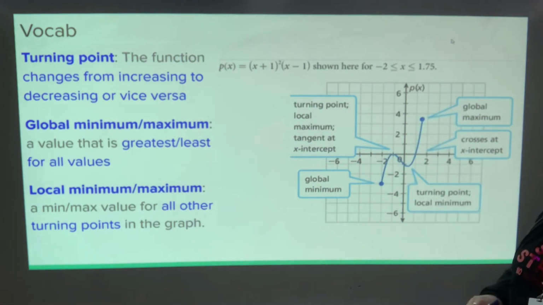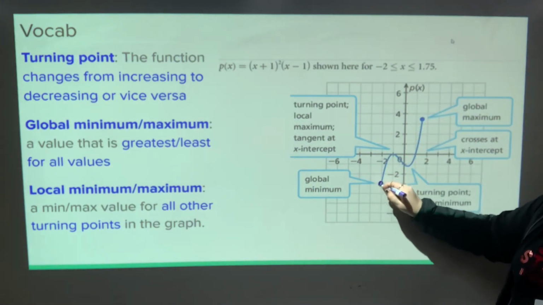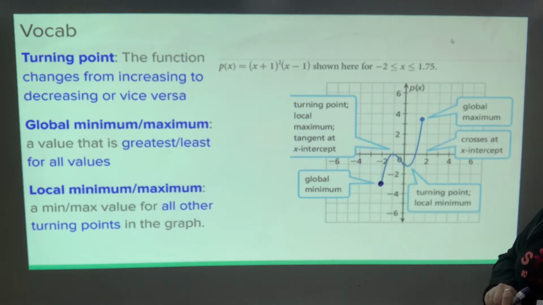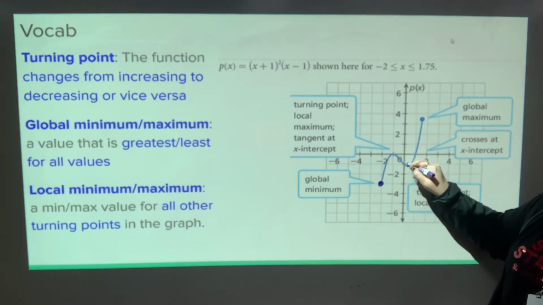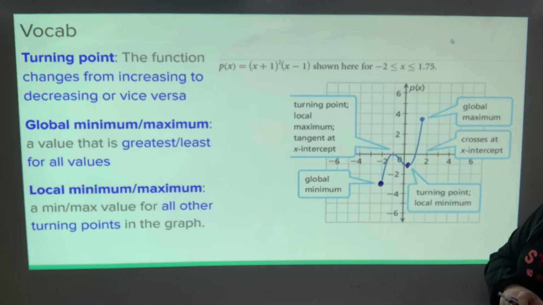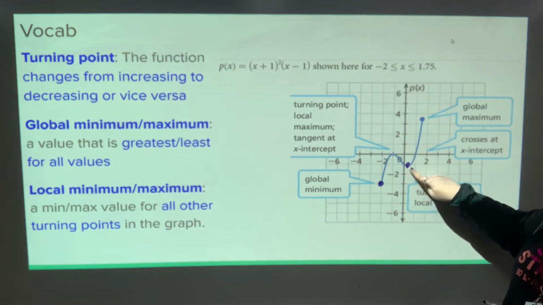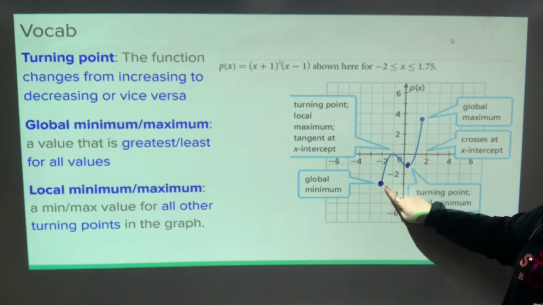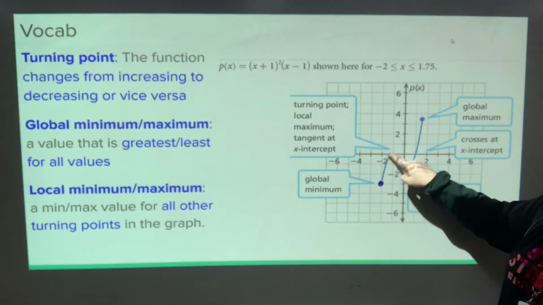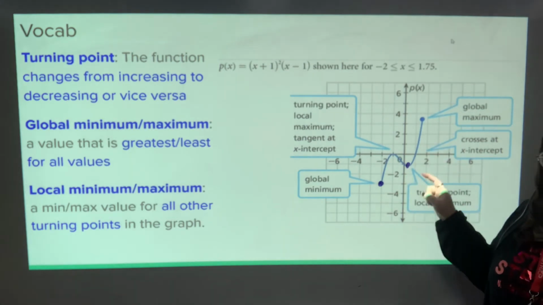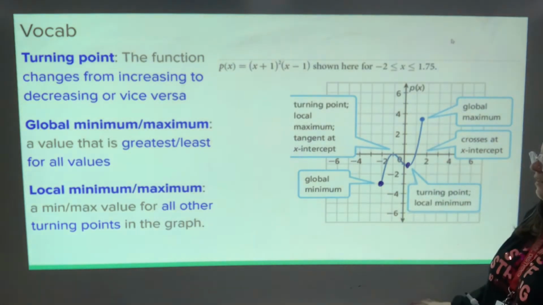So on this example, I definitely have this global minimum here. I have another minimum, which is going to be considered a local minimum. I'm getting tired of saying that word. It's local because it's not as small as this one, but it's still another turning point where we see a min in our graph. Pause if you need to.